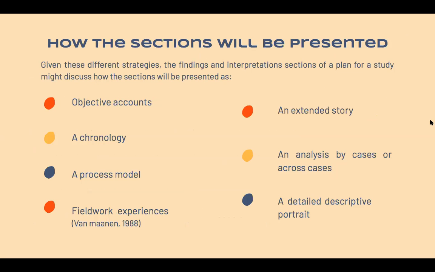Then the second consideration is how the sections will be represented. Given these different strategies, the findings and interpretation sections of a plan for a study might discuss how the sections will be presented, whether it is as an objective account, a chronology, a process model, fieldwork experiences based on Van Manen in 1988, an extended story, an analysis by cases or across cases, or a detailed descriptive portrait.